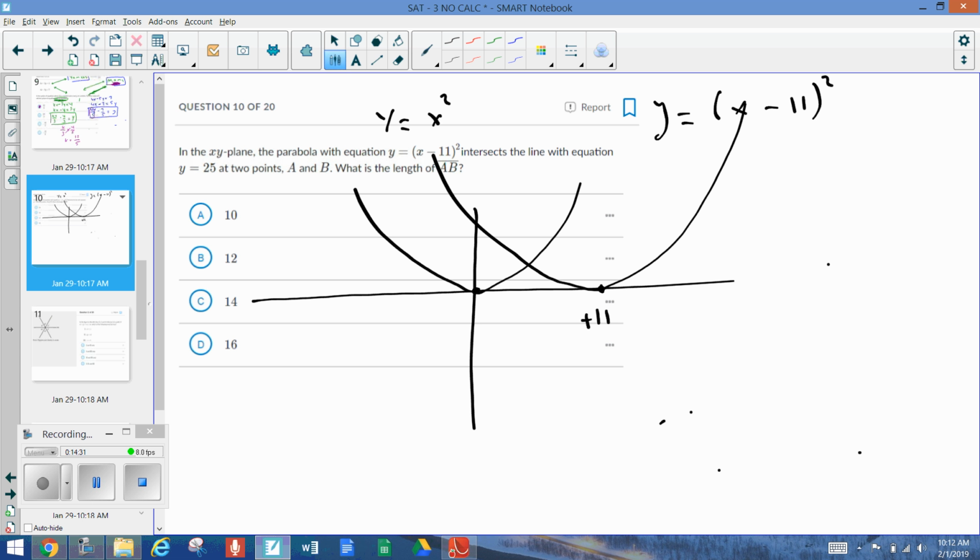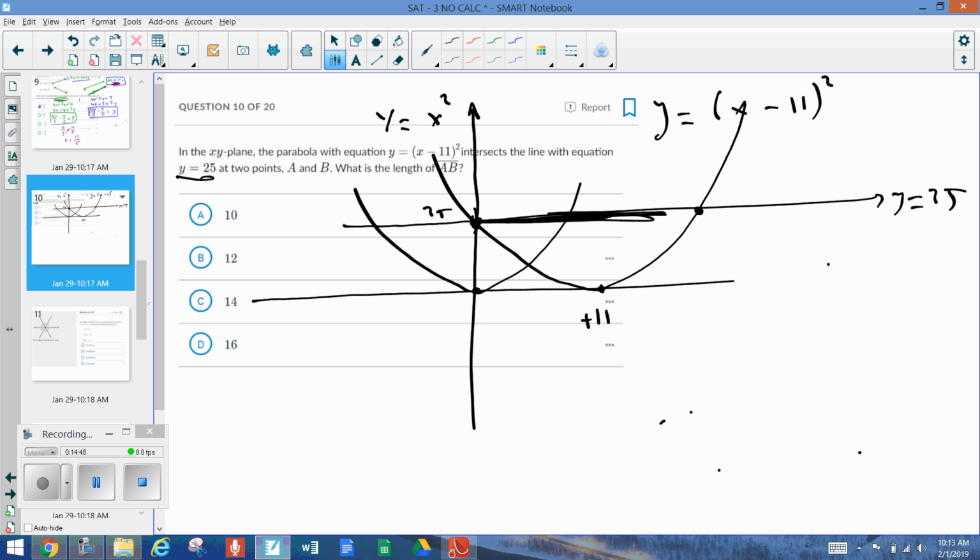And it's saying that we also have y is equal to 25. It's a line. We call this y is equal to 25. This is 25, cutting here and here. The question is, what is that distance? Okay, we're going to work on it. Does that make sense? Roughly, this is what we're going to do. Okay, now let's do this question algebraically.